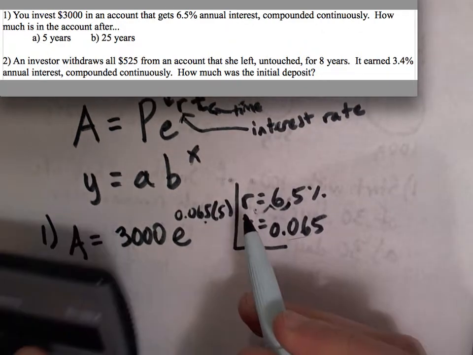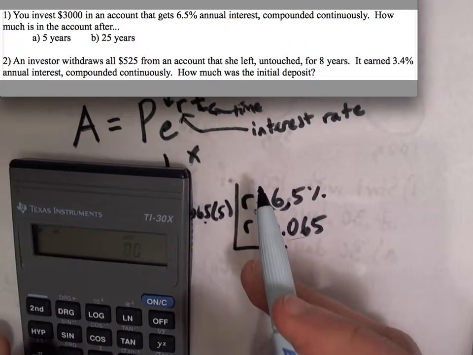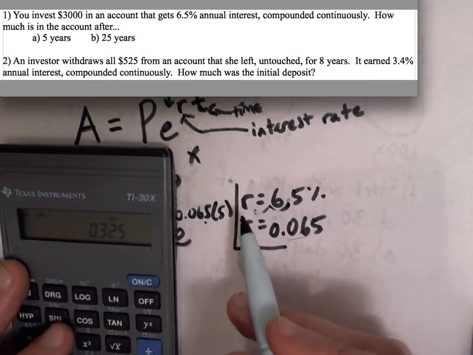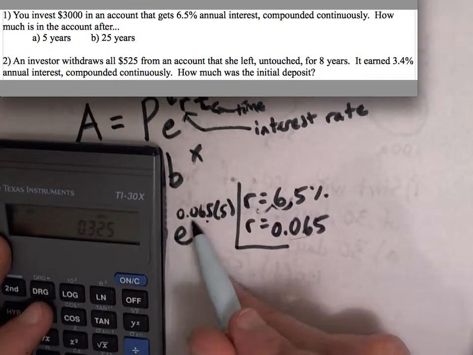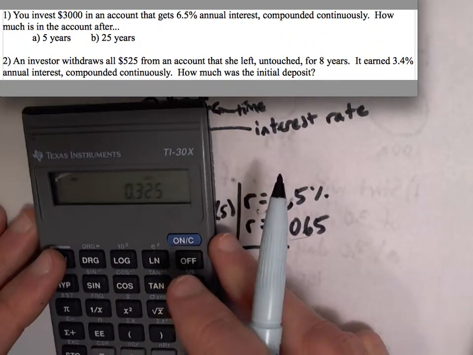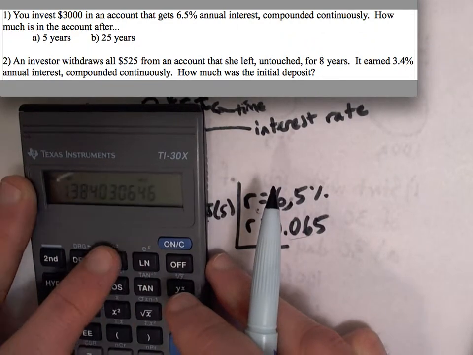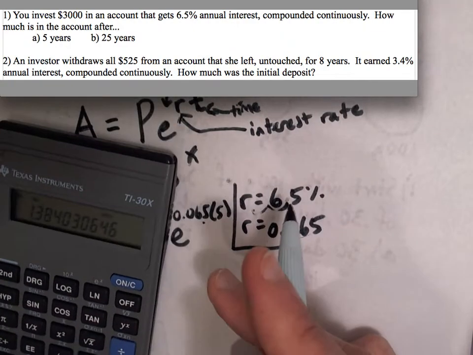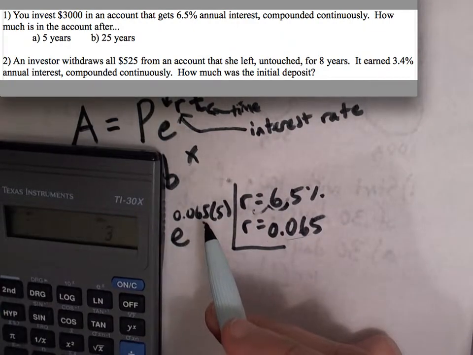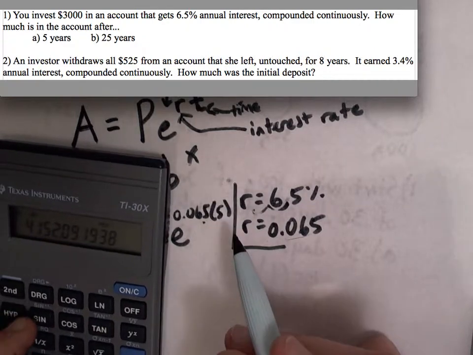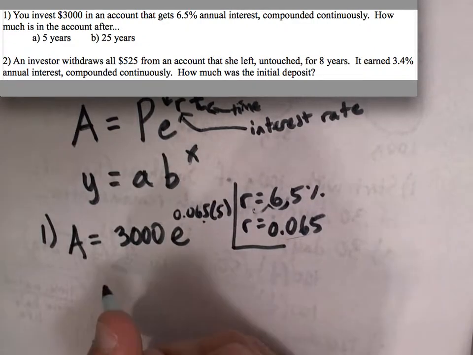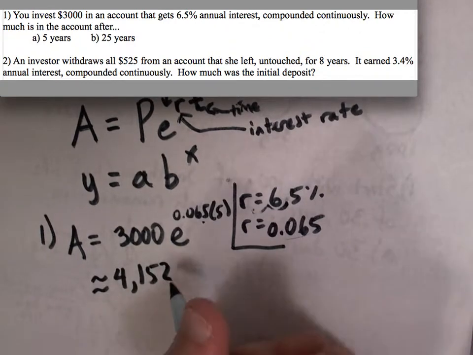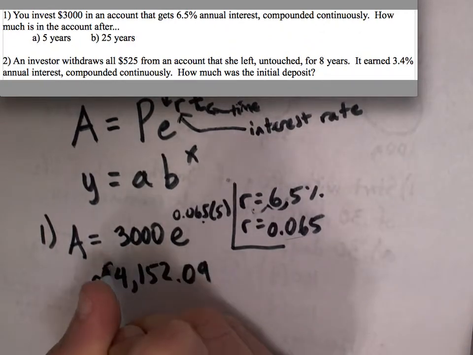So 0.065 times 5 equals 0.325. We're going to take e to that power, e to this power right here. So we push the second e to the x button. There we get 1.384. Then we're going to finally multiply that by 3,000. And we get approximately $4,152.09.